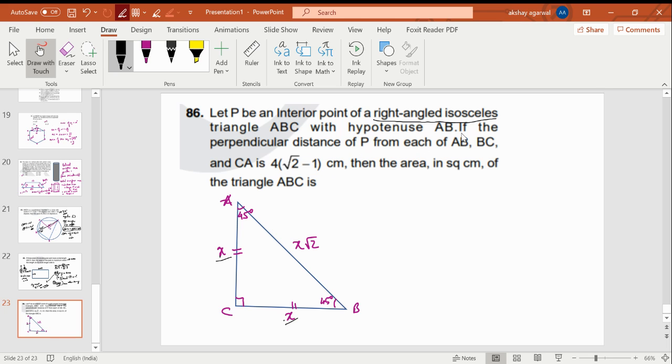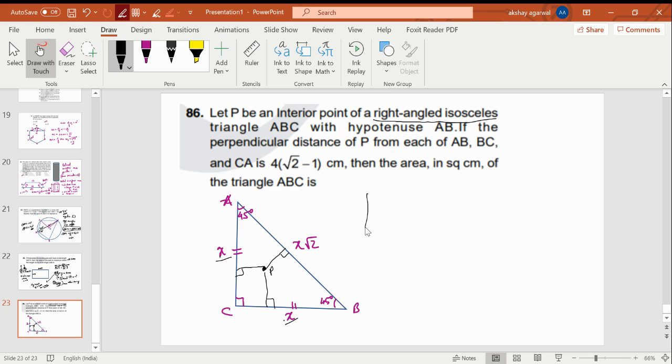Further, you've been given, okay, there's a point P inside whose perpendicular distance from all the three sides is the same. So perpendicular distance from here, perpendicular distance from here, and perpendicular distance from here is the same. So they've used an indirect way of trying to say something. This is the point P. This point P actually is the in center.